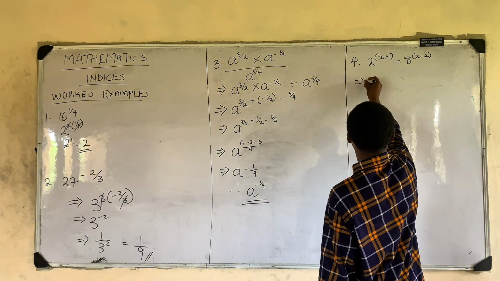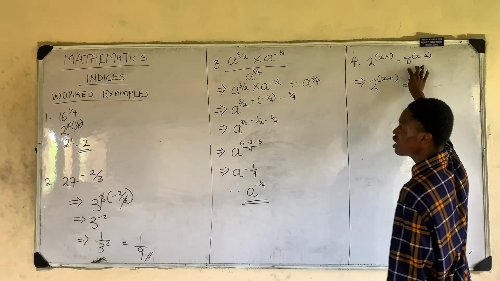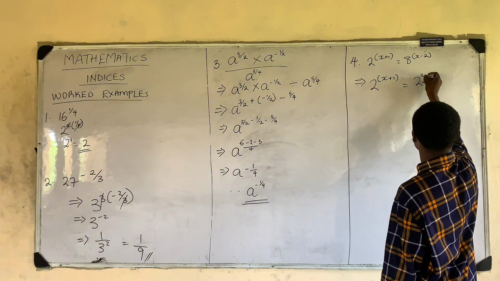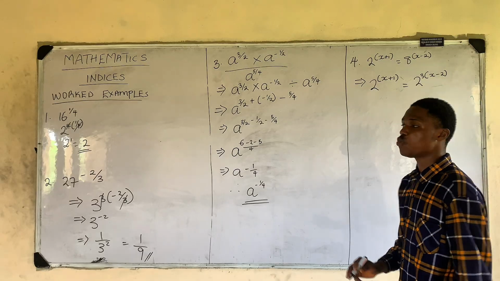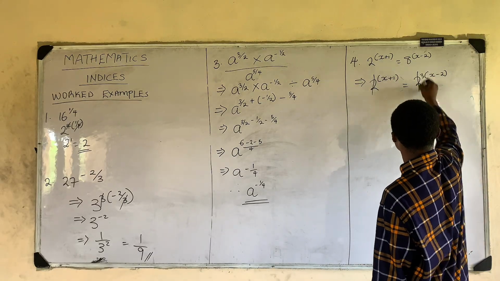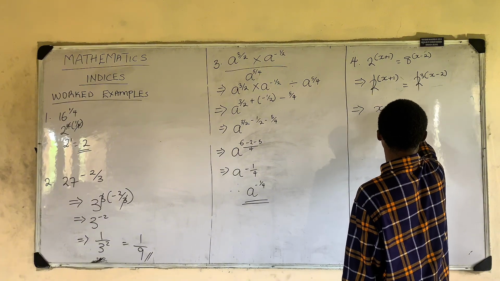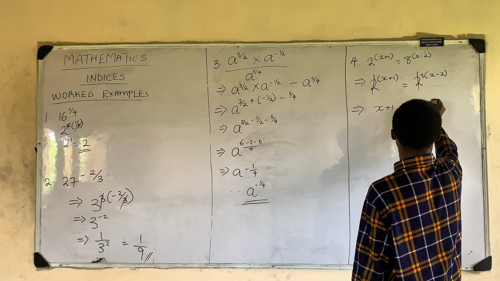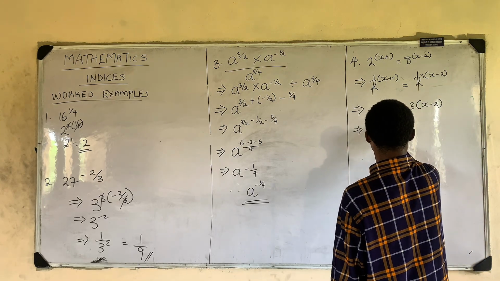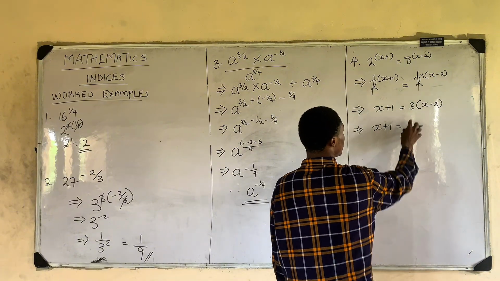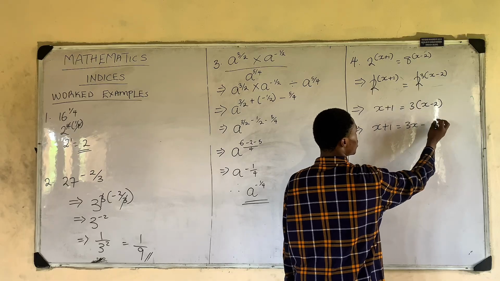So this implies 2 to the power of what? X plus 1 equals, breaking this down, we have 2 to the power of what? 3 bracket x minus 2. At this juncture, the bases are the same, we cancel them out. 2 cancel 2. You equate the powers, we have x plus 1 equals 3 open bracket x minus 2 bracket close. Now opening this bracket further, we have x plus 1 equals what? 3 times x, 3x minus what? 3 times 2.